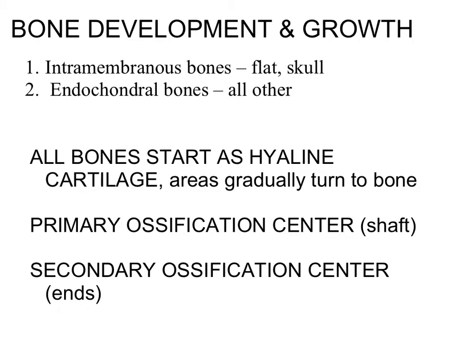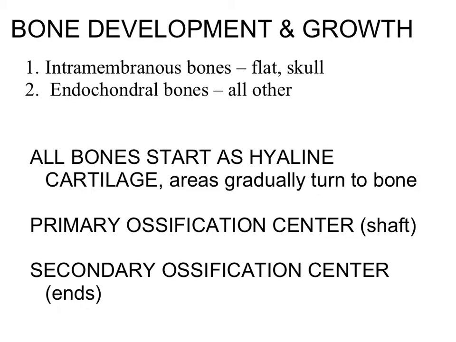Okay, bone development and growth. Basically, there's two different types of bone development and growth. One is called intramembranous bones, and that's basically for your flat and your skull bones. And then the endochondral is for all other bones, like your vertebrae, it's for your arms, your legs, whatever.